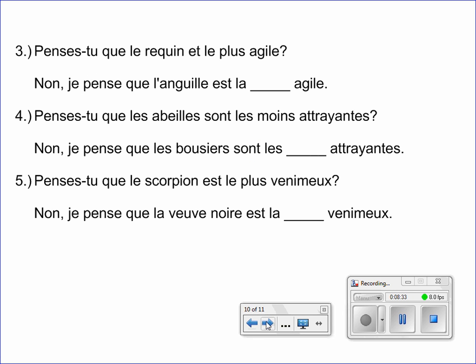Next slide, more of the same, sorry. 3 questions for you to try. So put the video on pause so you can jot down your answers on a separate piece of paper.